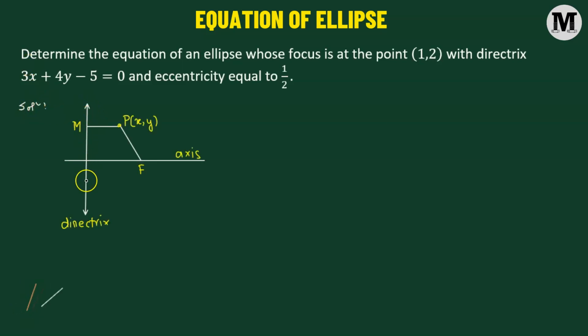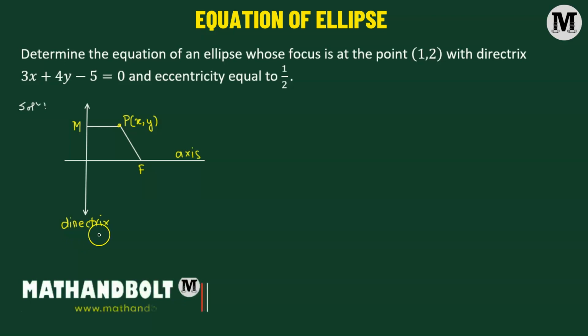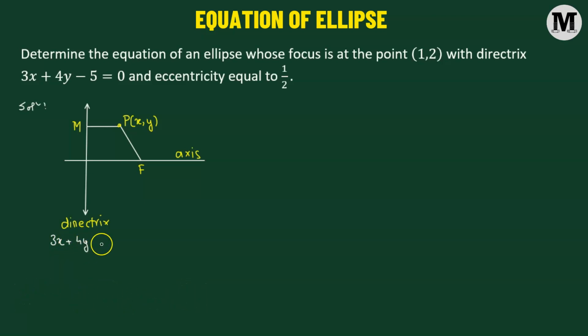We begin by considering a straight line which is going to represent the directrix of the ellipse. The equation is given to us, that's 3x + 4y - 5 = 0. Next, we will consider a straight line that is perpendicular to the directrix line, and on this line, we have the focus. By definition, the line on which the focus lies is referred to as the axis of the ellipse. The coordinates of the focus F are given by (1, 2).